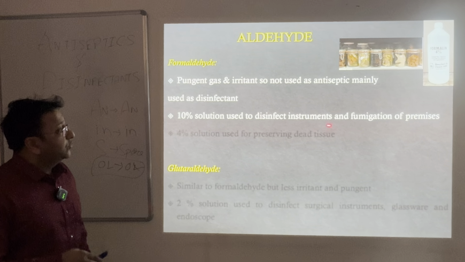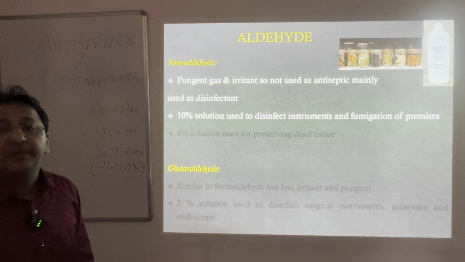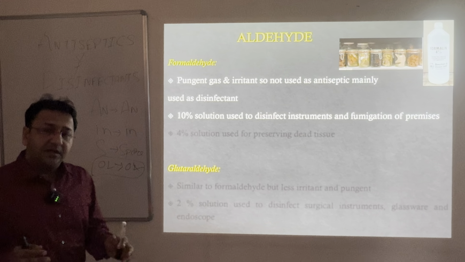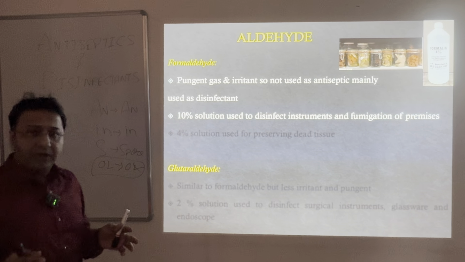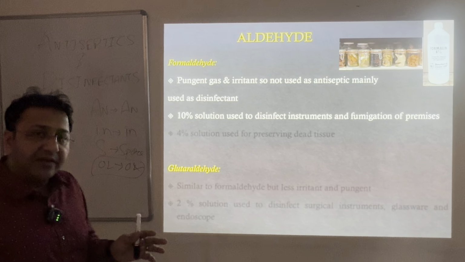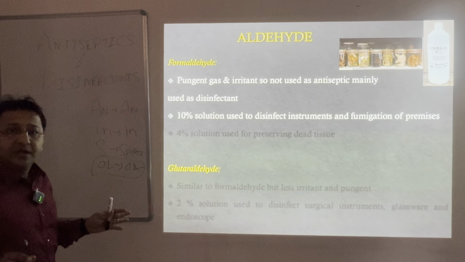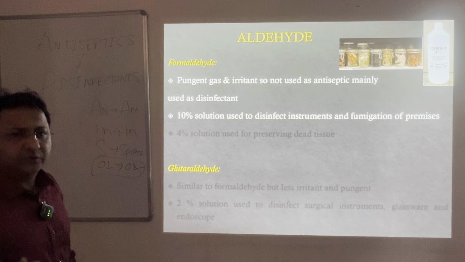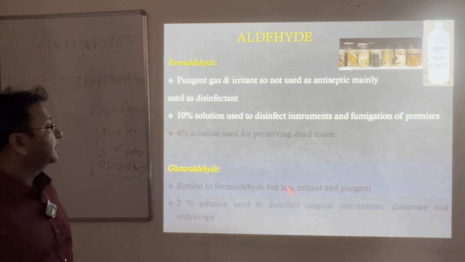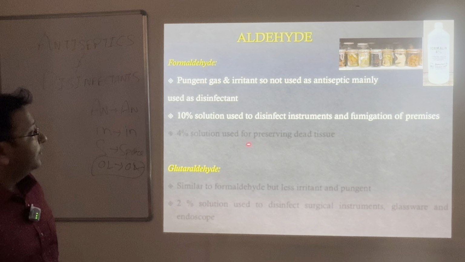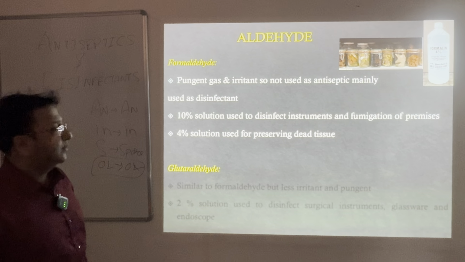So a 10% solution is used to disinfect instruments, and for fumigation of premises. When you have to fumigate the ward or the OT, you close the ward and formaldehyde spray is done. After some time, after 12 hours, it is opened. It will kill all the microorganisms, all the bacteria. A 4% solution is also used for preserving dead tissue, which you have seen in your anatomy lab also.